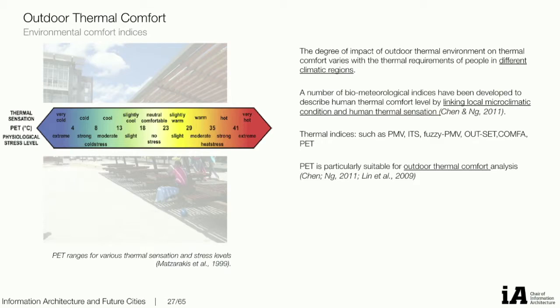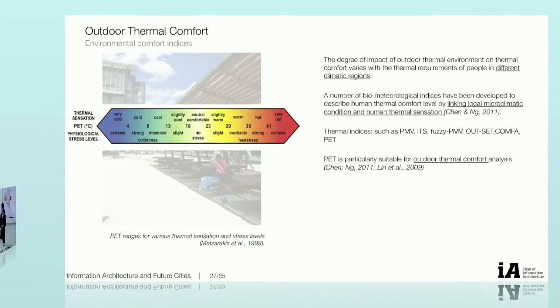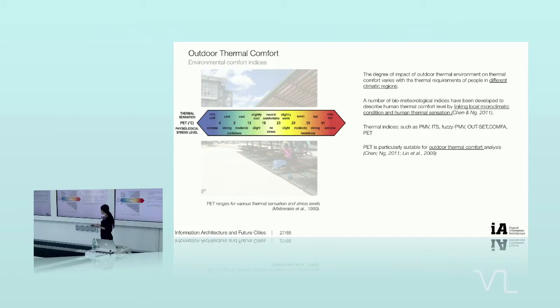And then there are different ways of measuring this outdoor thermal comfort. So it's not only about qualitative measures, but also quantitative. There are different thermal indices to measure these. For example, the one I'm showing right now is the physiological equivalent temperature, which is a measure that combines the local microclimate conditions and the human thermal sensation.